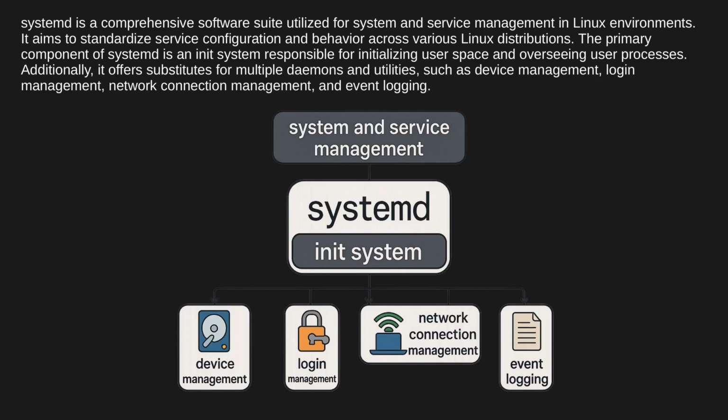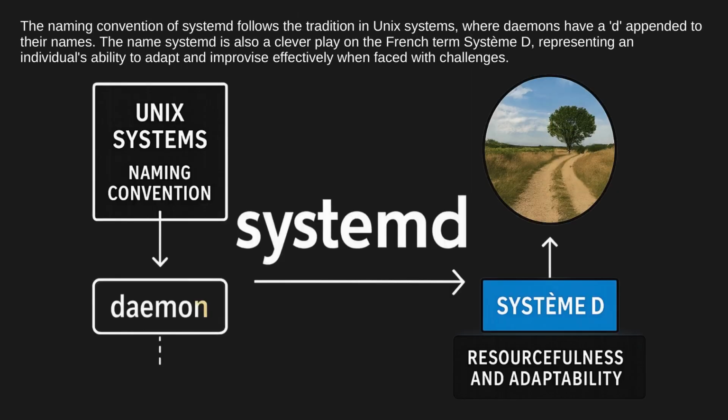Additionally, it offers substitutes for multiple daemons and utilities, such as device management, login management, network connection management, and event logging. The naming convention of systemd follows the tradition in Unix systems, where daemons have a D appended to their names. The name systemd is also a clever play on the French term système D, representing an individual's ability to adapt and improvise effectively when faced with challenges.